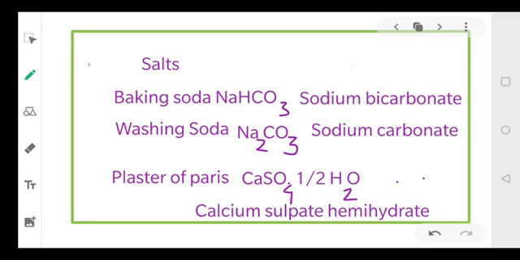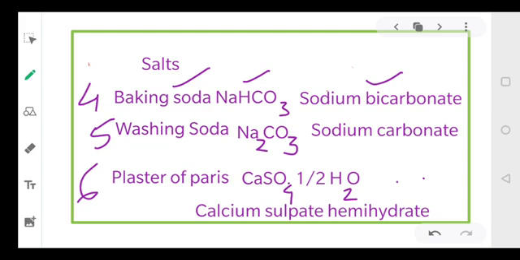Now coming to the next salts. Yesterday we talked about 3 salts, so today we'll talk about the 4th, 5th and 6th. So 3 more salts we'll be talking today. The 4th is called baking soda. Commonly we call this salt baking soda. I hope you heard this name. Now its formula is NaHCO3 and chemically it is called sodium bicarbonate.